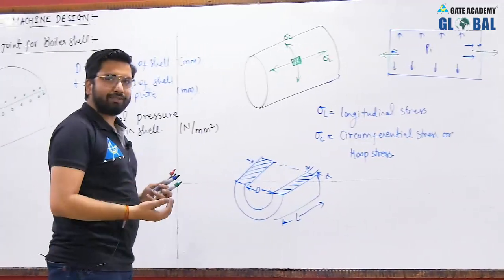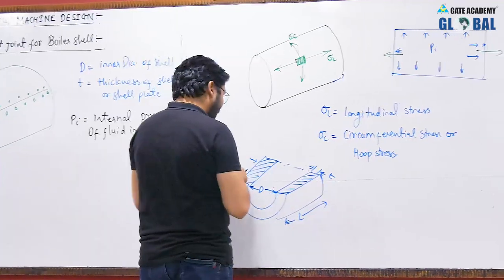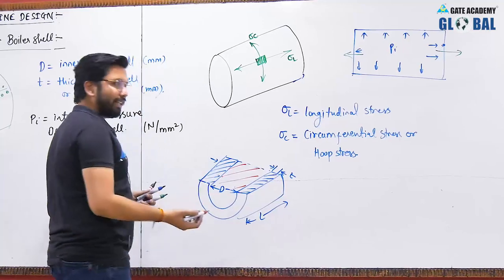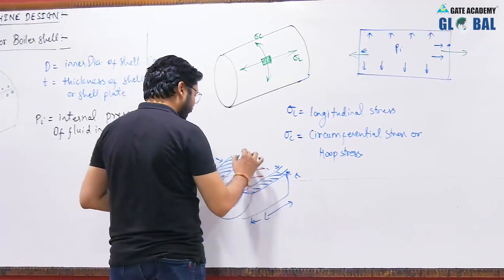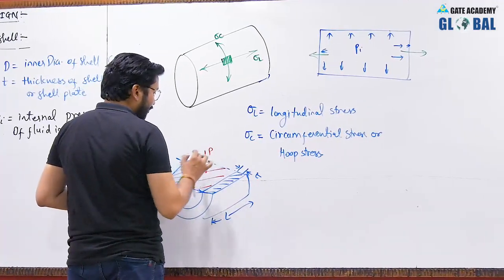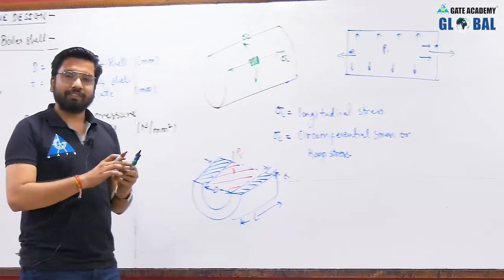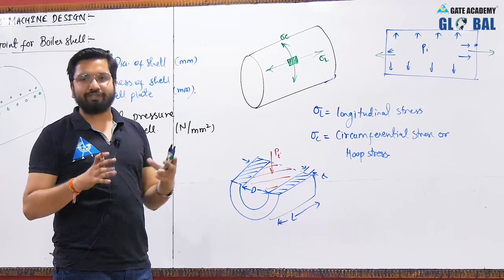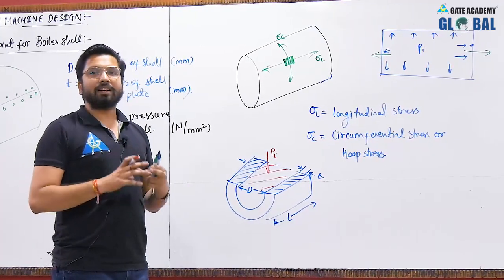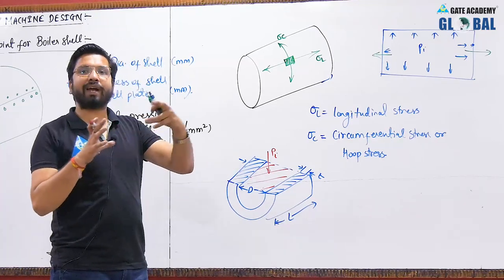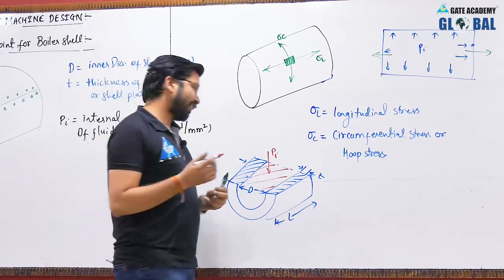Now what is the applied force? As this is a pressurized vessel, and this is a curved shape, we will be taking the projected area. So in this projected area, a pressure is acting. Okay, P is the internal pressure. So the pressure which is trying to expand the circumference is known as the bursting force. Okay, so the pressure force which is trying to expand the circumference is also known as bursting force.